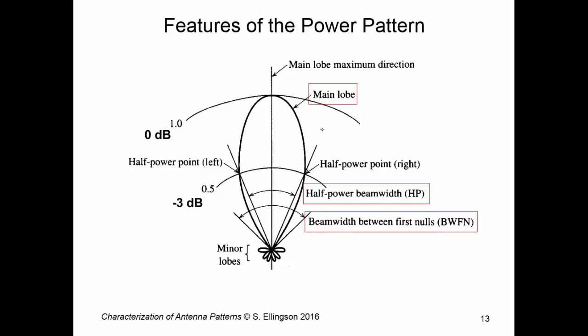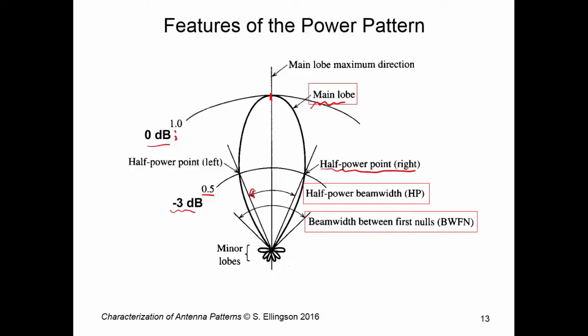Okay, some features of the power pattern. So here's a highly directive antenna. Highly directive antennas typically have a main lobe. So here's a main lobe. If we show this in terms of the normalized power pattern, the peak of the main lobe will be 0 dB, and really I should say 0 dBi, isotropic. We can define a half power point where the normalized power pattern has decreased to a value of 0.5, or we say 3 dB down from the maximum. So that's the definition of the half power point.